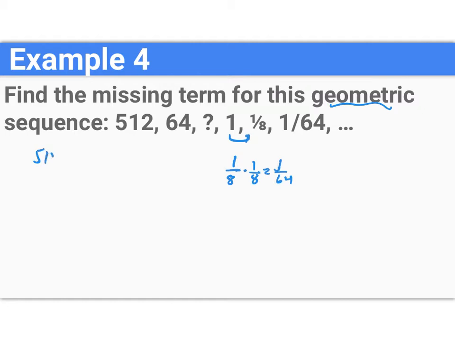So 512 times 1 over 8 will give us 64. Times 1 over 8 will give us 8. Times 1 over 8 will give us 1. Okay, so we found all the terms in the sequence. Times 1 over 8 will give us 1 over 8. So the missing term in the sequence is 8. So that's what was missing. So those were our examples. Please work on the practice problems, and I will see you at the end of the video for a review.